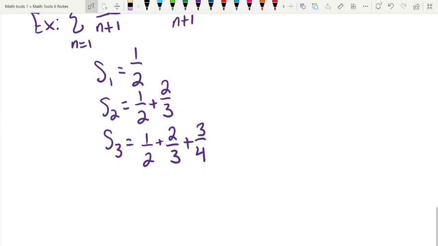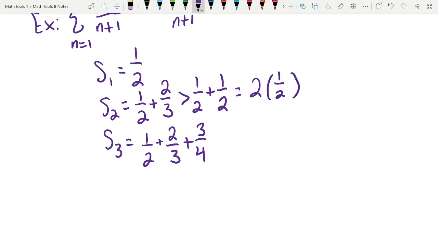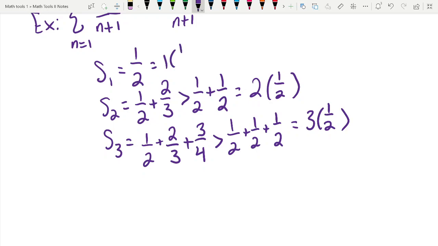So in particular, we have 1/2 for S1, that's fine. S2 is going to be greater than 1/2 plus 1/2. In particular, the 2/3 is what's greater than 1/2, and the other 1/2s are equal, of course. The reason we want to write it like this is because now we can write this as 2 times 1/2. And now S3 is greater than 1/2 plus 1/2 plus 1/2, which is 3 times 1/2. And S1 is 1 times 1/2.